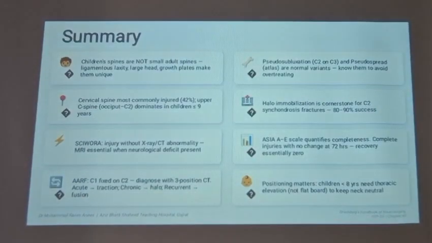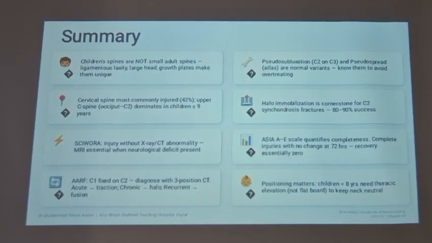So, in summary, a child's spine is not a small adult spine. Ligamentous laxity, large head, and growth plates make them unique. The cervical spine is most commonly injured, 42%, and occiput to C2 dominates in children less than 9 years. SCIWORA, spinal cord injury without X-ray and CT abnormality: MRI is essential when a neurological deficit is present.